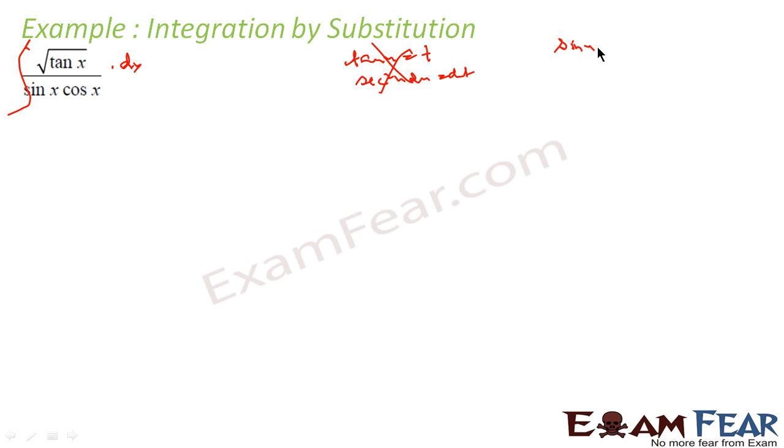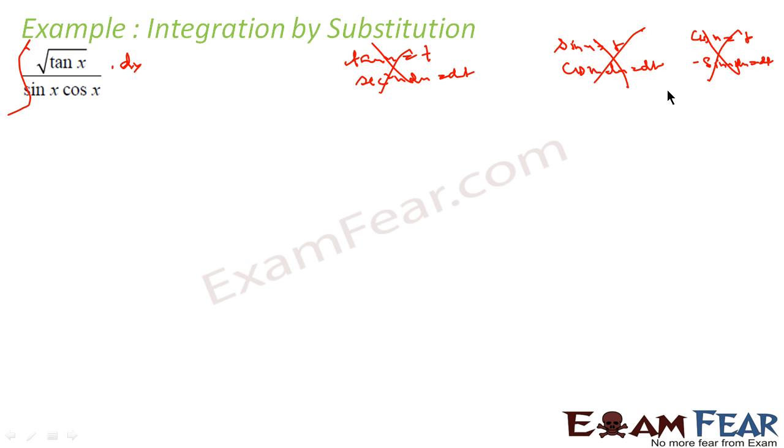If I take sin x is equal to t, I get cos x dx is equal to dt. Do I have cos x dx? No, this won't help. Let me take cos x as t now. If I take cos x as t, I get minus sin x dx is equal to dt. Do I have the sin x dx component here? No, not here. So what should we do?